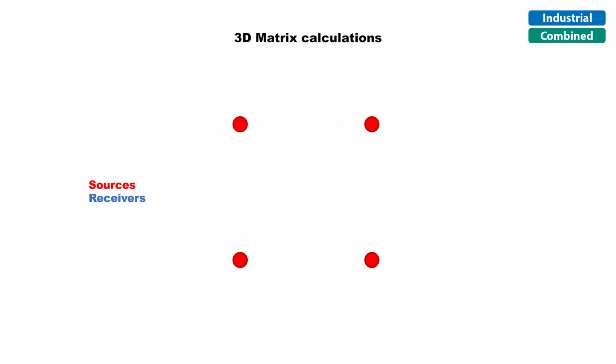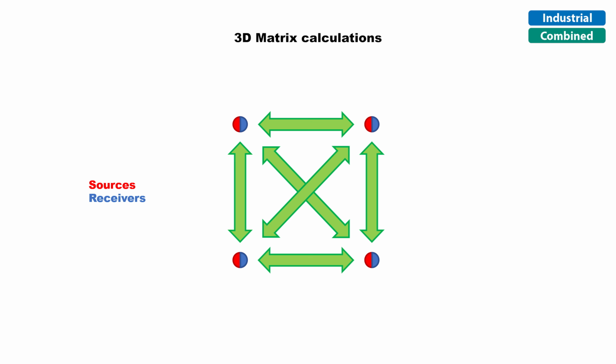ODEON Industrial and Combined also come with 3D matrix calculations, which calculates the response from each source to every other source, which will act as a receiver instead. In other words, it takes all of your sources, treats them as sources and receivers simultaneously, and calculates the response of every possible combination of 2 points, without having to separately define receivers at the same positions.